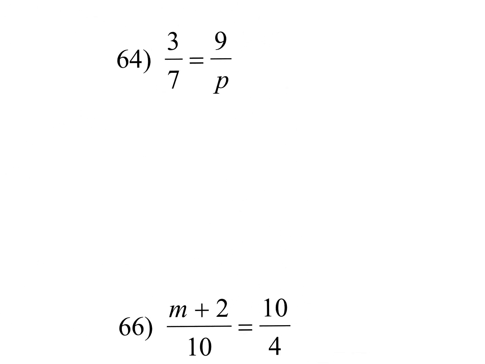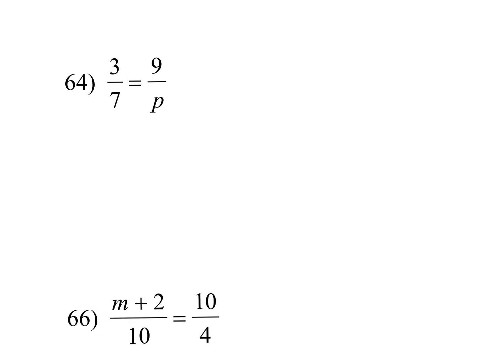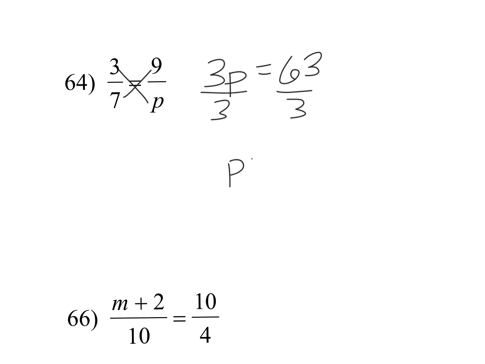Okay, day 3 of semester test review, starting with proportions. When we have an equal sign in between two fractions, what property or what system do we want to use to solve? Cross multiply. Okay, we're going to take 3 times p, and we get 3p. And then we take 7 times 9, which equals 63. Last step on these would be to what? Divide by 3. P equals 21.